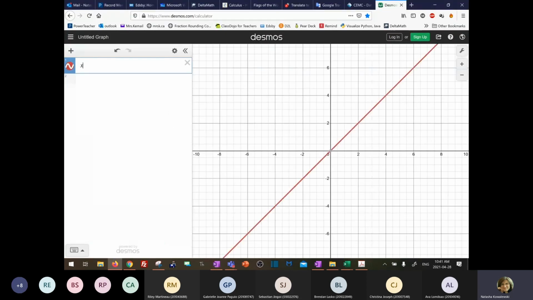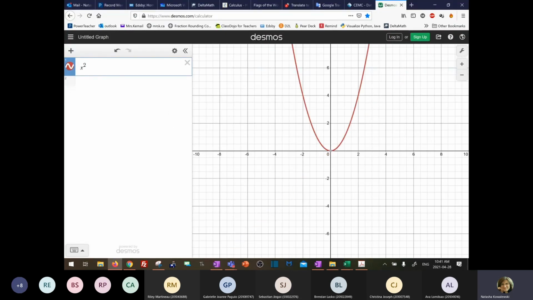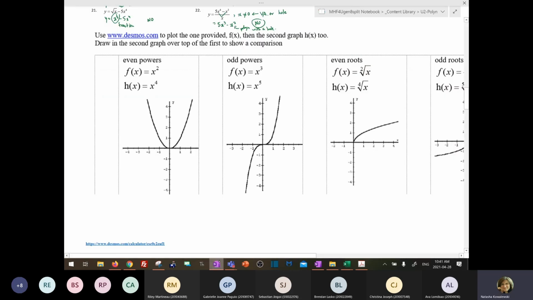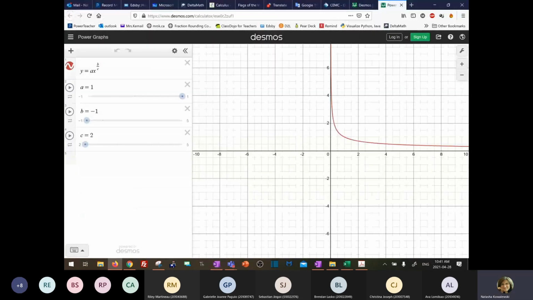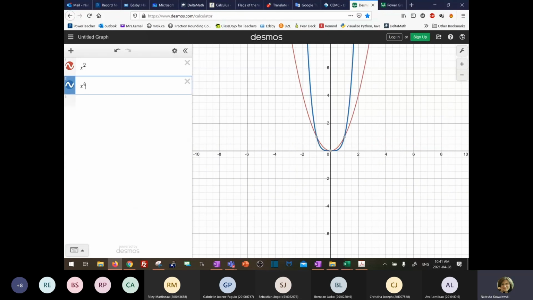So x squared versus x to the 4. Actually, is this a link that actually takes us there? It did, but I'll use it for the other one. Okay. So take a look at this.